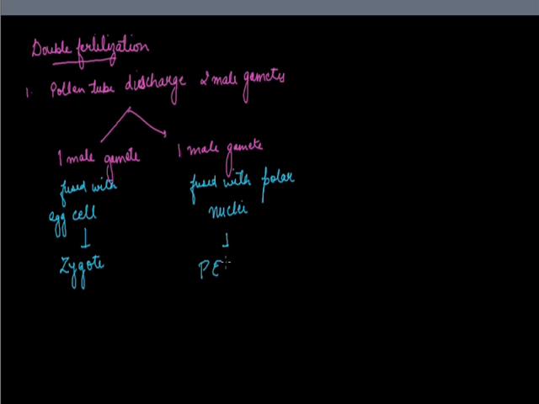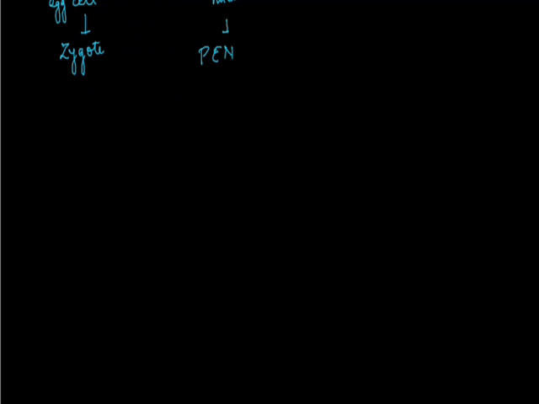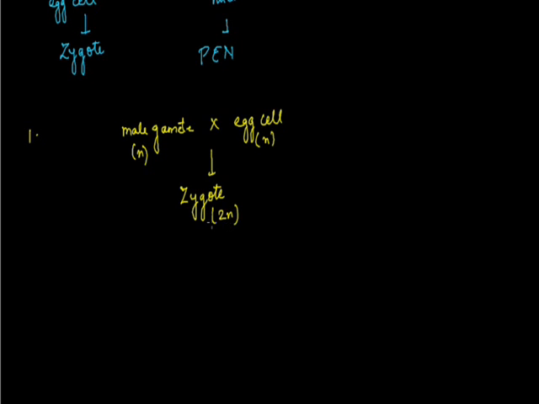Form PEN. Now we will discuss the fate of the two nuclei. Firstly, one male gamete fuses with the egg cell and forms the zygote. This male gamete is haploid, the egg cell is also haploid, and it forms a diploid zygote. And this whole process is known as syngamy.